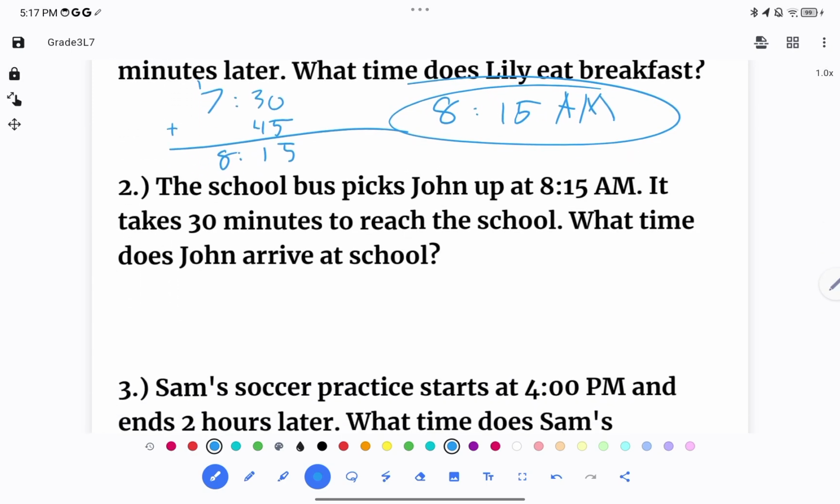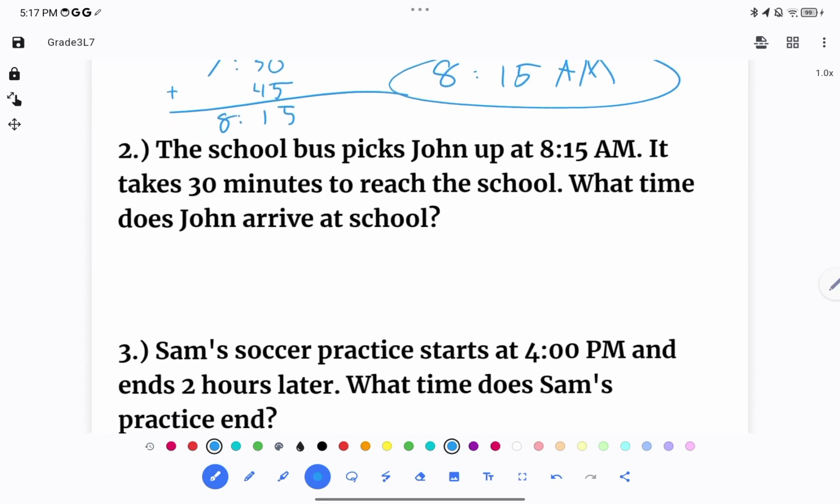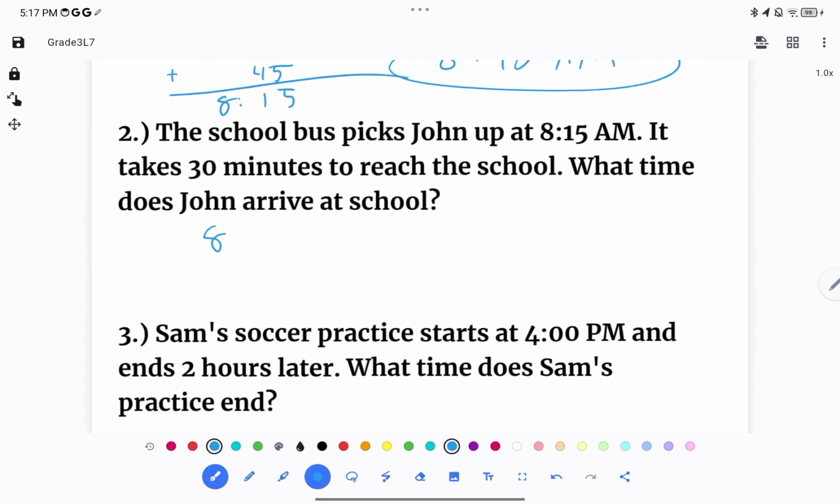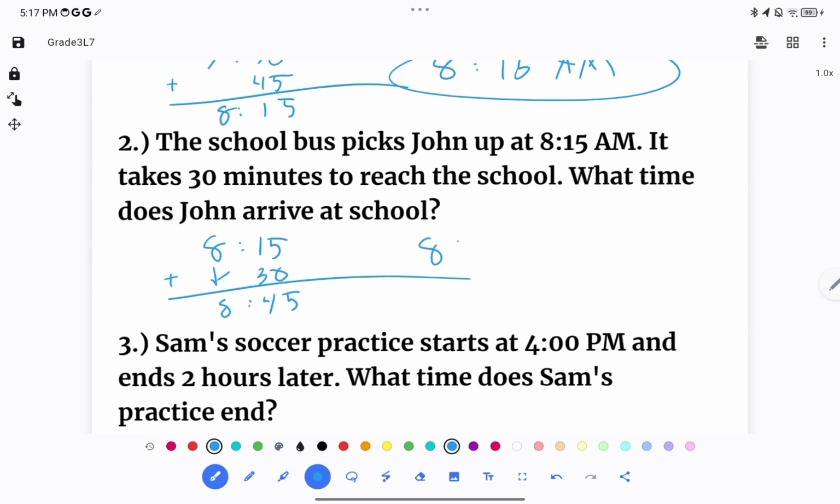The school bus picks up John at 8:15 and takes him 30 minutes to reach the school. What time does John arrive at school? So you want to add 30 minutes. 45 isn't greater than 60, so we can just leave it alone. Carry down the hour, and you get 8:45 a.m.